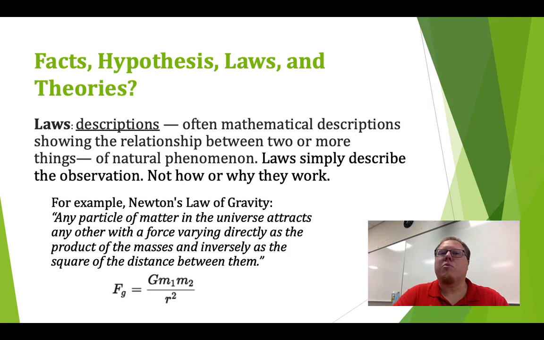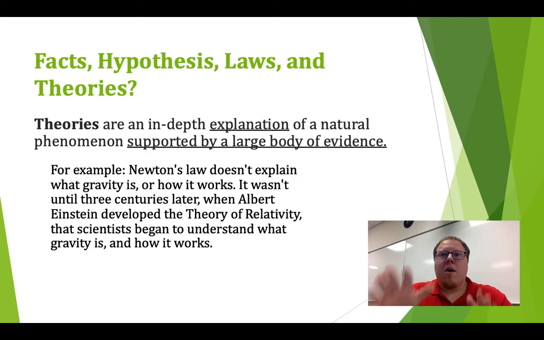Okay, for example, Newton's law of gravity. Any particle of matter in the universe attracts any other with a force varying directly as the product of the masses and inversely as the square of the distance between them. That is a mathematical relationship. So Newton is describing how 2 objects in the universe are attracted to each other based on their mass and their distance from each other. Okay, and there's a mathematical formula for it. That is a law, right?